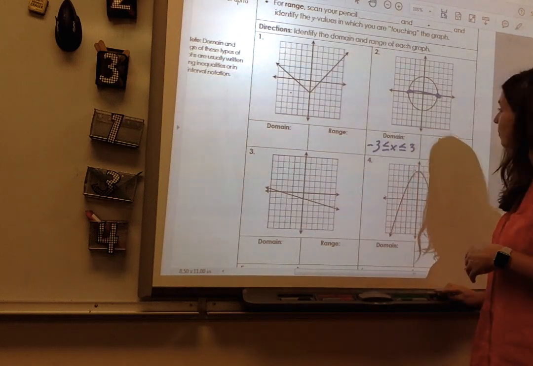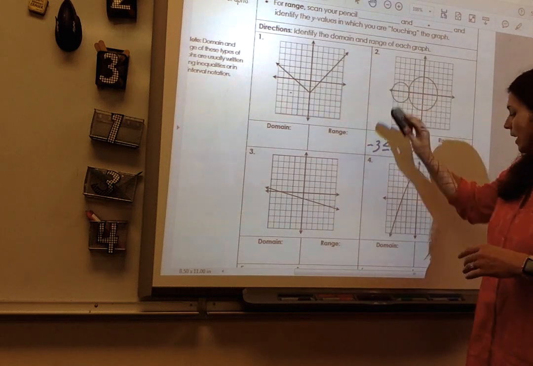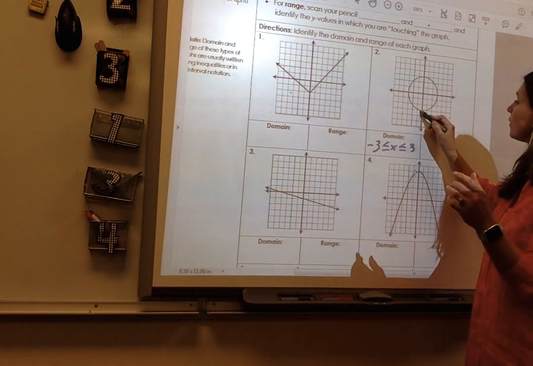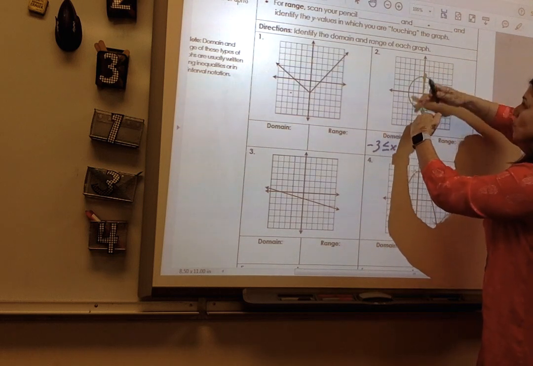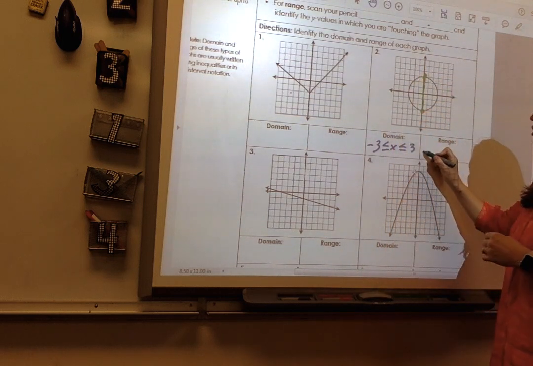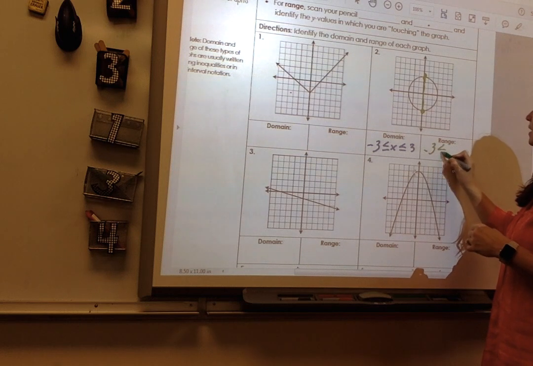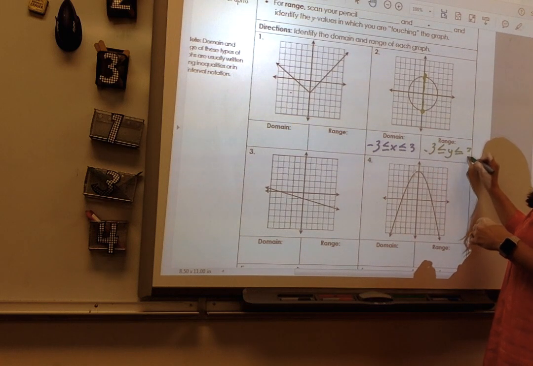Now, my range, how far down does it go and how far up does it go? Notice they stop. It's specific to this range. So my range is -3 is less than or equal to y, which is less than or equal to 3.